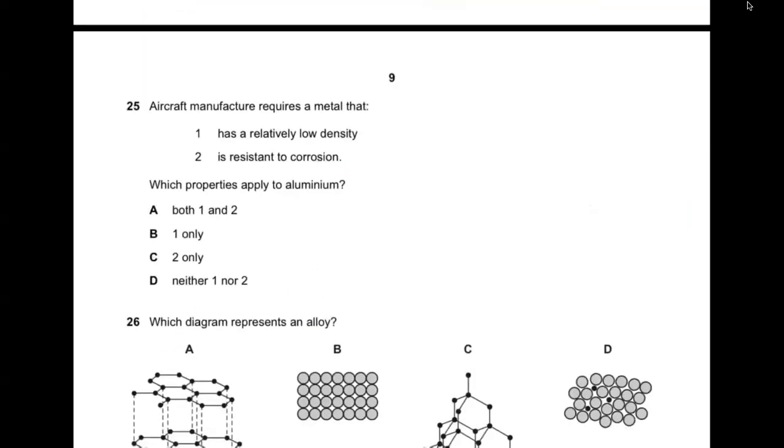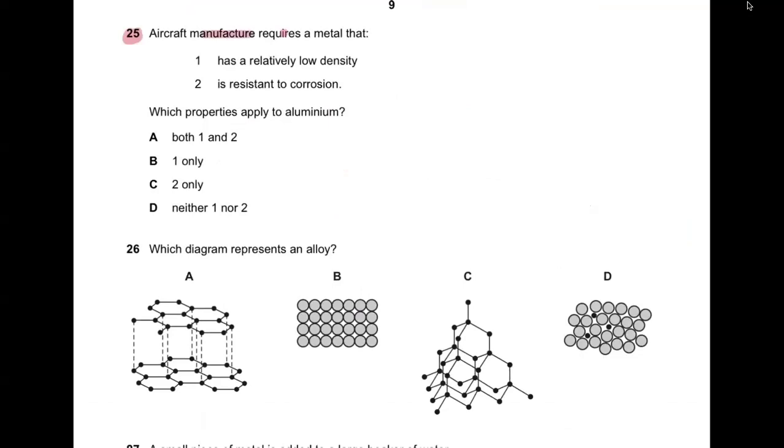Now, MCQ number 25. Aircraft manufacture requires a metal that has a relatively low density and is resistant to corrosion. Which properties apply to aluminium? If you recall, aluminium has a low density and is resistant to corrosion. So both properties can be applied to aluminium. So for 24 and 25, A is the correct answer.